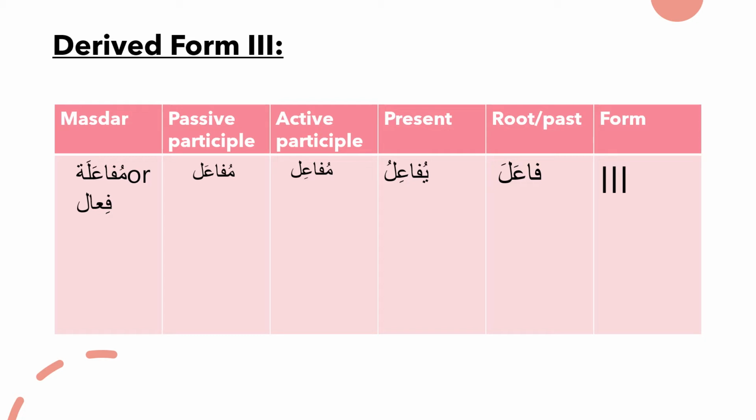So we have fa'ala, yufa'ilu, with kasra on the second letter, and then damma at the end. Then we have mufa'il, mufa'al. So again, we've not got much difference between the active participle and the passive participle, so we just have to pay attention. If we want to look at the word for to revise, then we have yuraji'u, he revises.